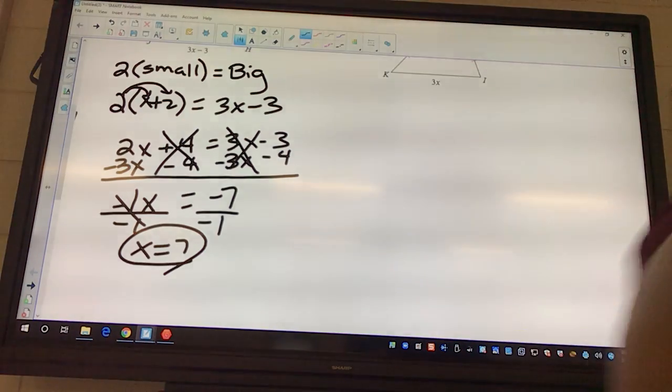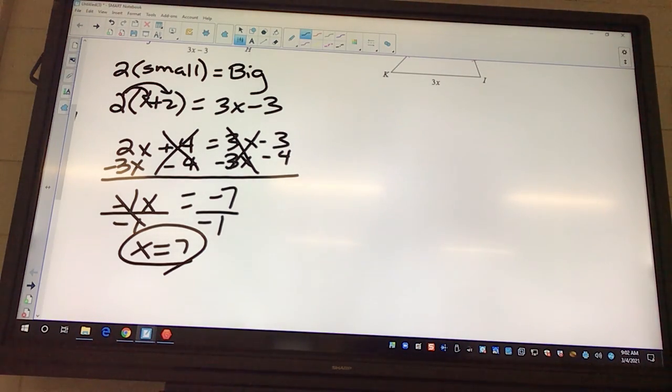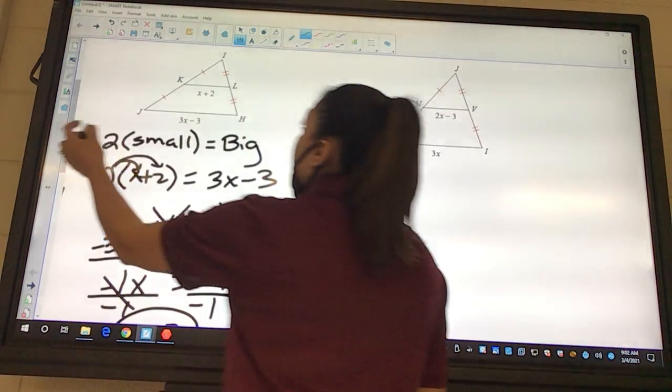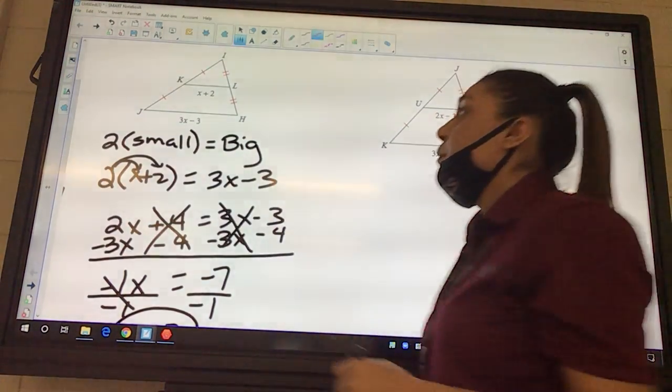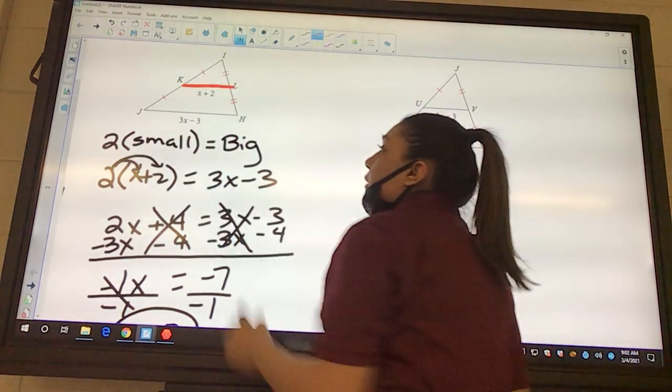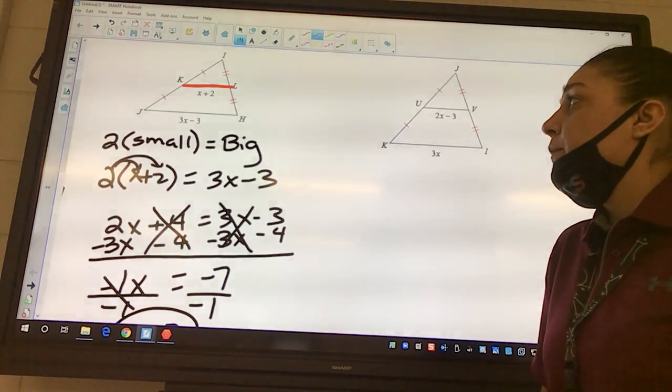This is where we stopped yesterday, well, yesterday and the day before. So you would circle that and that would be your answer. But the directions tell us to find KL. Well, is KL the big one or the small one? It's the small one. So this is KL. We can clearly see that. And what is KL?